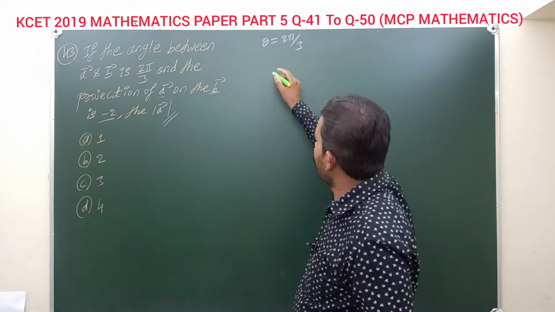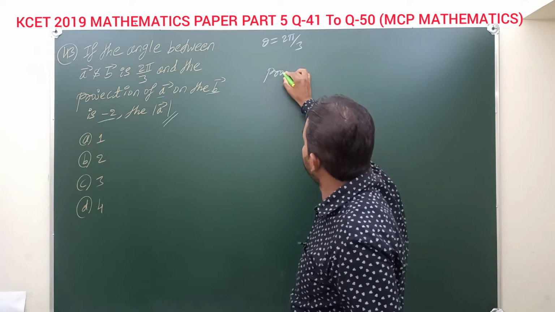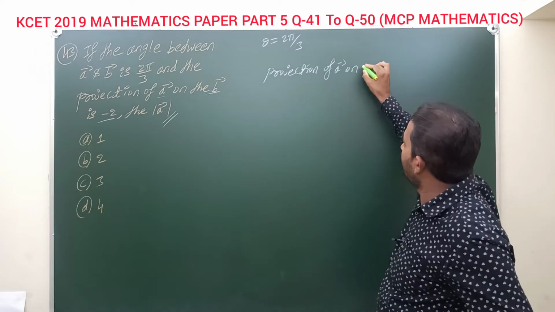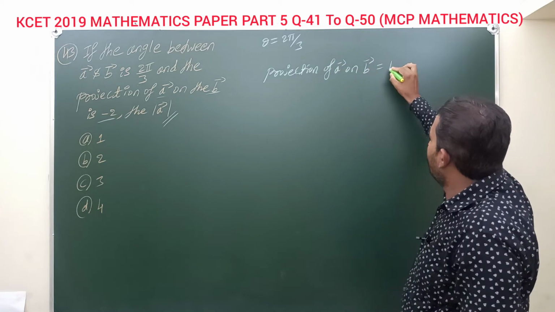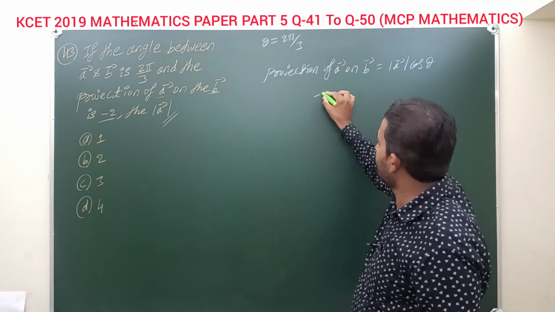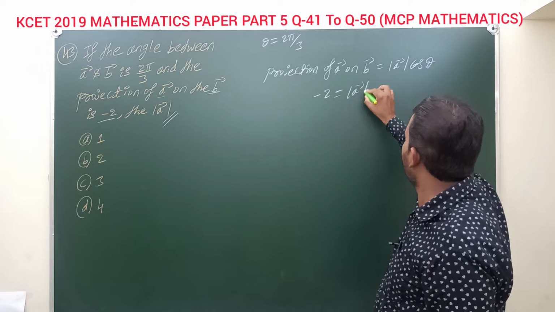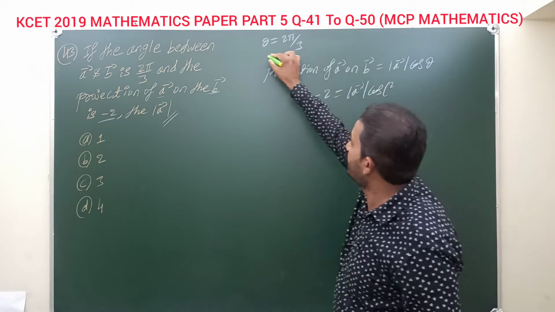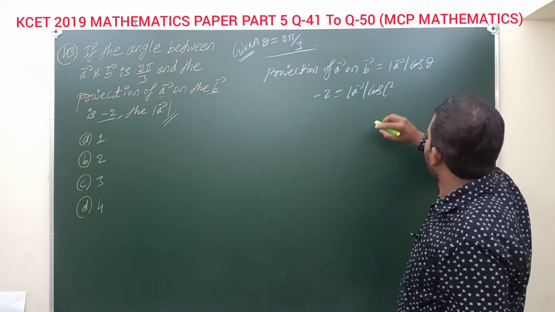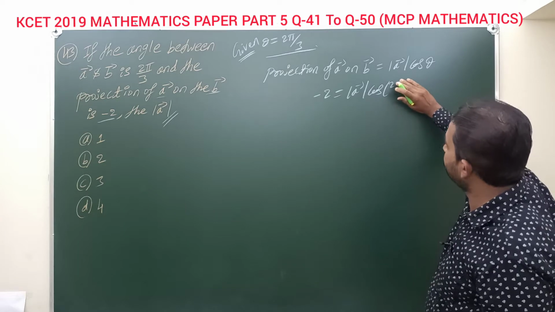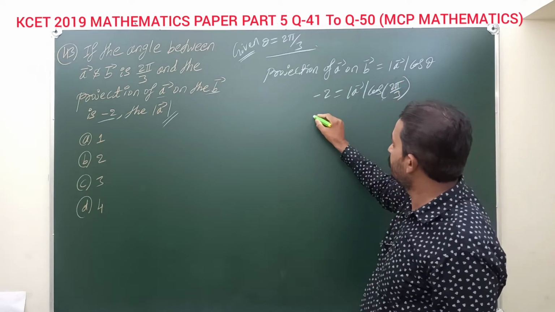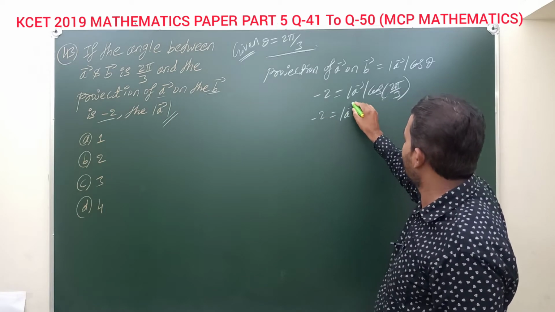Using the projection rule, the projection of A on B is equal to magnitude of A into cos theta. So -2 equals magnitude of A into cos theta. Here theta is given as 2 pi by 3, so -2 equals magnitude of A into cos 2 pi by 3. Now simplify this.